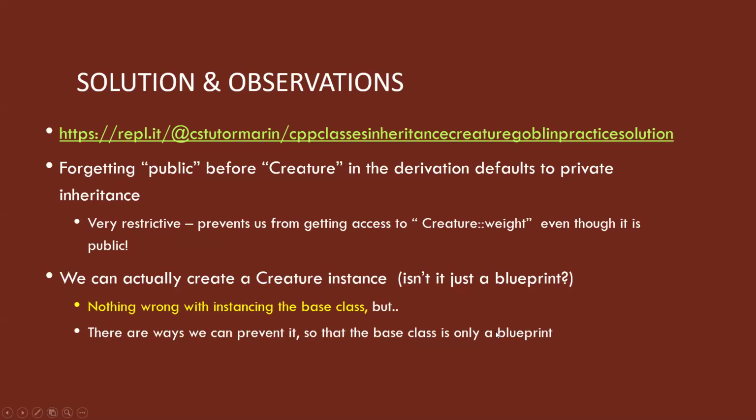And we'll see next week how to prevent that from happening by something called an abstract class. So we can make the base uninstanceable so that it's only ever possible to use it as a blueprint and not as something that kind of leaks into your code. That is called an abstract class, and we'll talk a little bit about that next week.